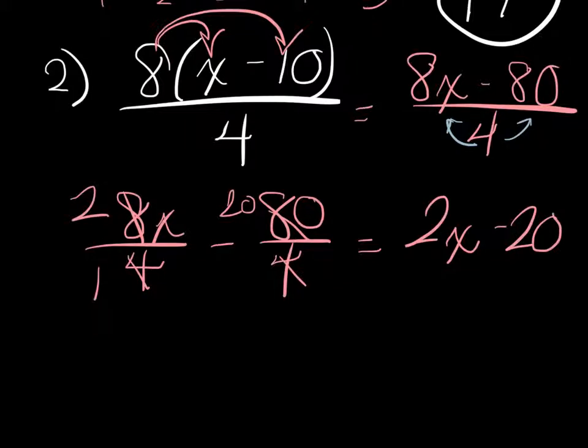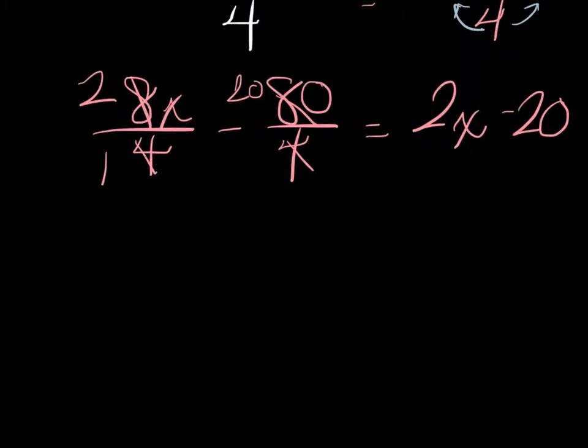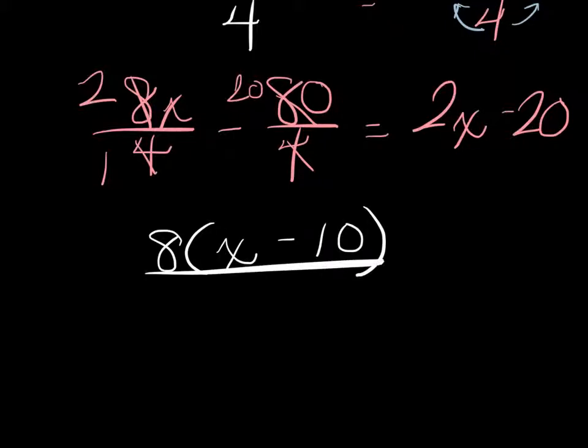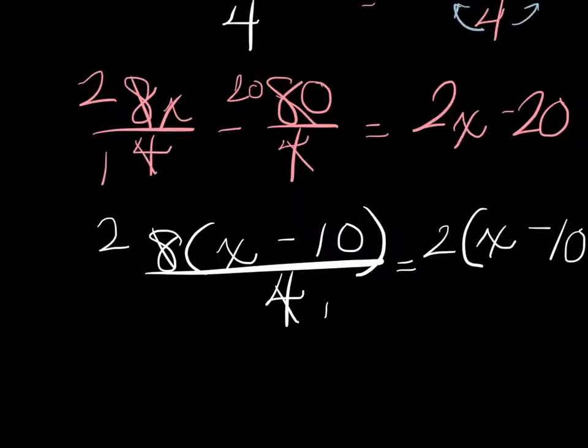Now I have the option. I don't have to do distributive property over multiplication. I can do this also. I've showed you this once or twice. I'll show you one more time. 8 times x minus 10 divided by 4. All I have to do is say divide. This is 1. And then I say 2 times x minus 10. And then I will get the same answer again.